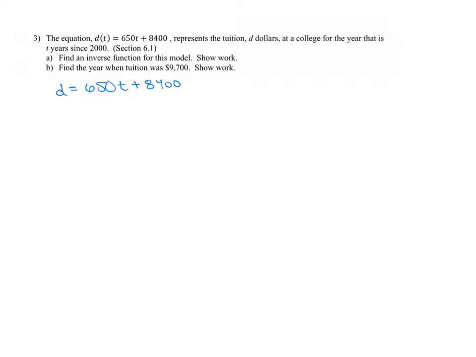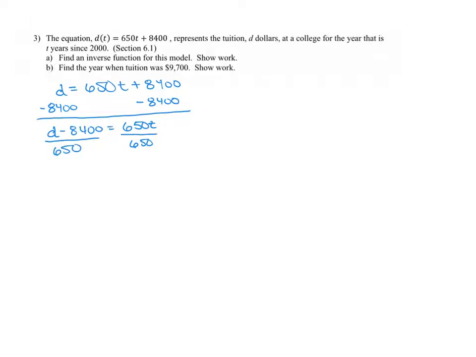We want to solve for t in this one, so we're going to subtract 8400. We get D minus 8400 equals 650t, and then we can divide by 650. We don't need to do anything else to this. We can't simplify it, so we're just going to leave it just like this.